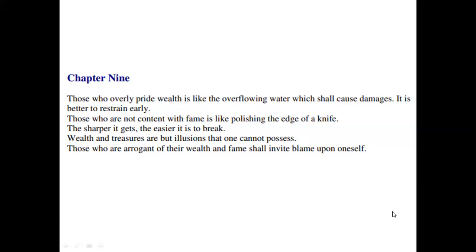Another kind of wealth. So wealth can be in any form. If you are overly proud of your wealth, it is like the overflowing water. It's overflowing, which shall cause damage. It is better to restrain early.